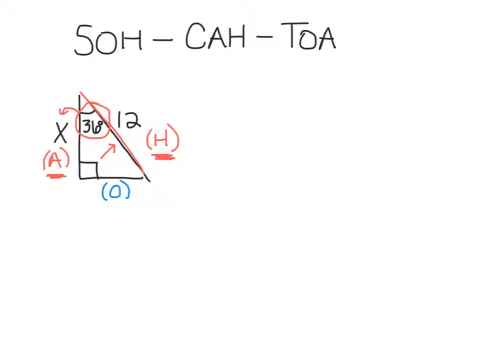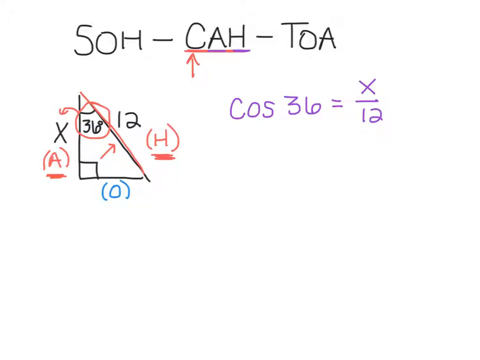So based on our SOH CAH TOA acronym, adjacent and hypotenuse, that's going to be the cosine ratio that I'm going to set this up with. So my problem is going to set up like this. Cosine of, and it's always cosine of the angle, so cosine of 36 degrees equals, and we should always do adjacent over hypotenuse, so that would be x over 12 in this case.